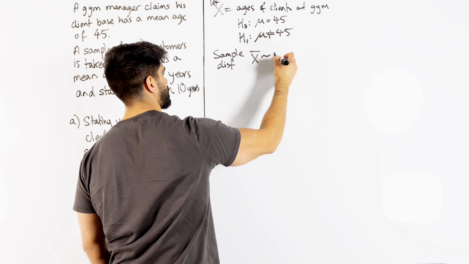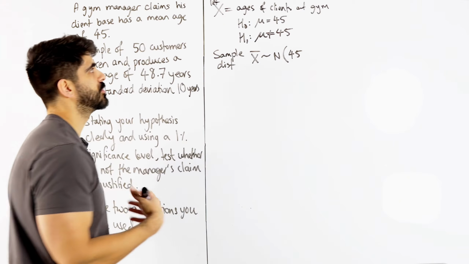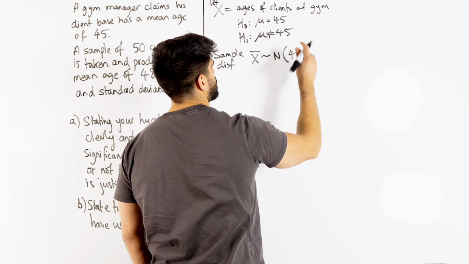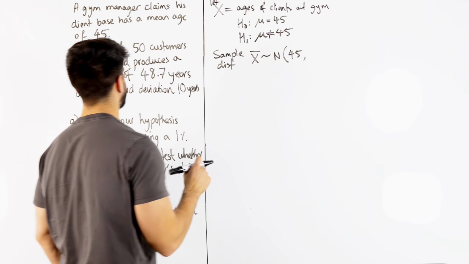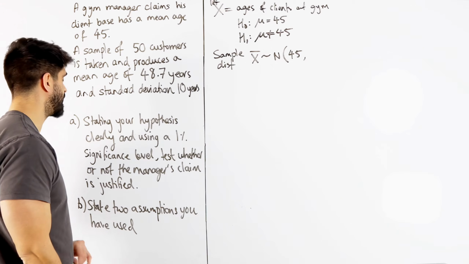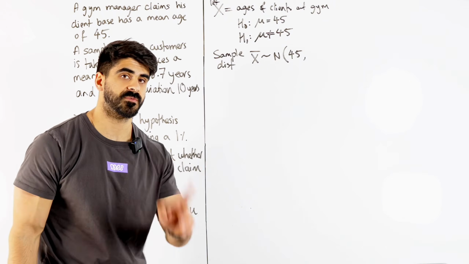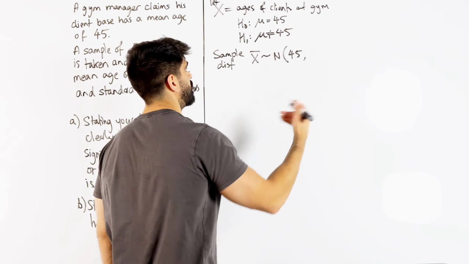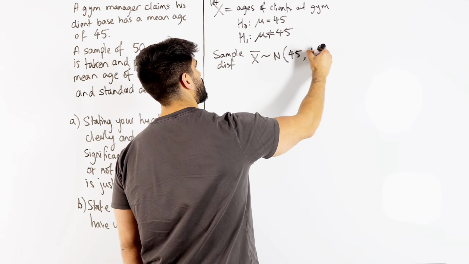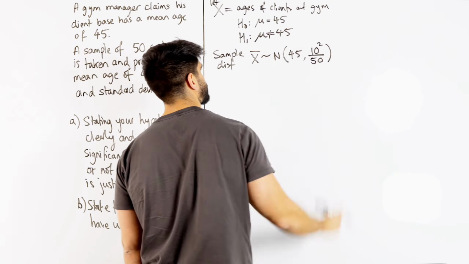X bar is normally distributed. So we assume the mean of the sample is the same as the mean of the population. And then we have the standard deviation of 10. And this is going to tie into part B. We're going to assume that the standard deviation of the population is fixed. So it doesn't matter whether we're dealing with the population or the sample. We're going to keep it at 10, but squared. But you have to divide by the sample size.